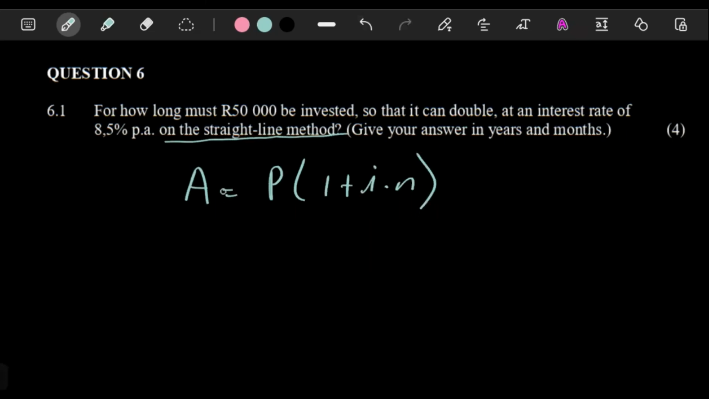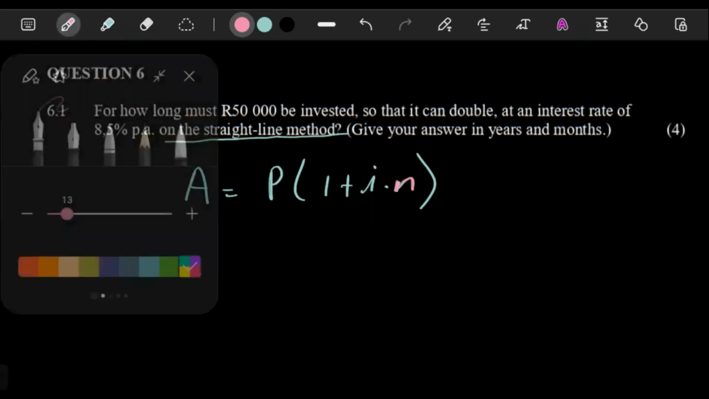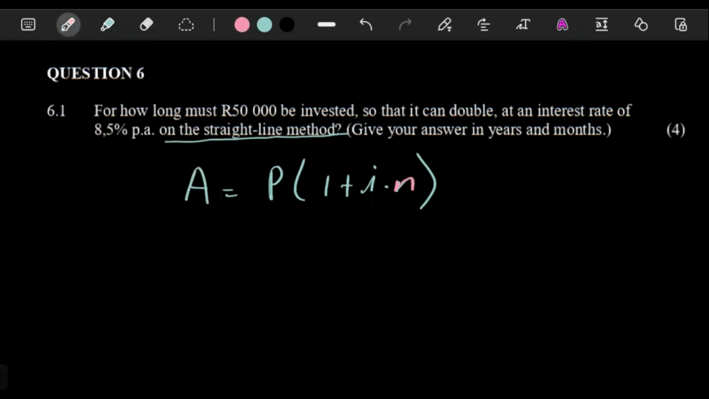So here, they want us to find out how long. So we have to work out n. If you're going to work out n, you can either isolate n right now or put in numbers and then isolate n. I usually prefer isolating the variable first, especially if it's a weird variable like n. So let's see what happens if you want to make n the subject of the formula. The first thing is you would divide both sides by P, because remember, we're trying to make n the subject of the formula.